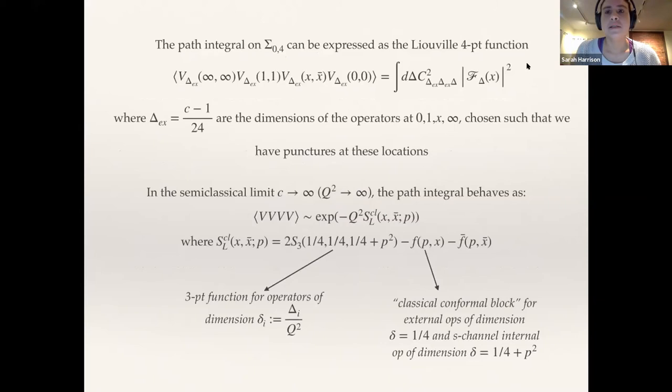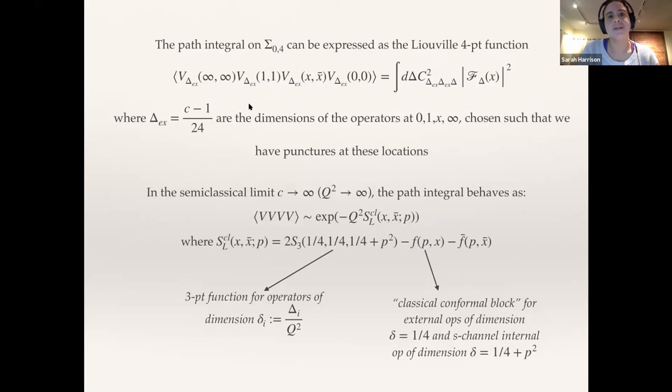So first we have to discuss how we can compute this action of Liouville theory in order to derive the metric. Since we're studying Riemann surfaces with four punctures, we have to analyze the path integral on a Riemann surface with four punctures, which can be expressed as a four-point function of primary operators in the theory in the following way. I put the four primary operators at the points 0, 1, x, and infinity.